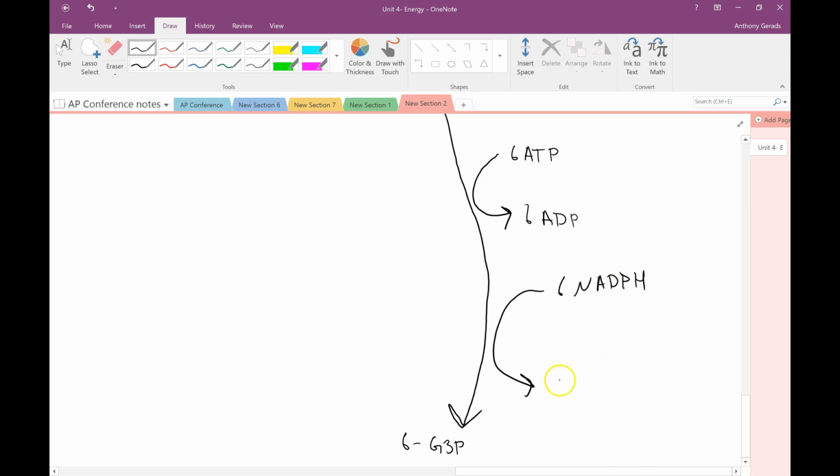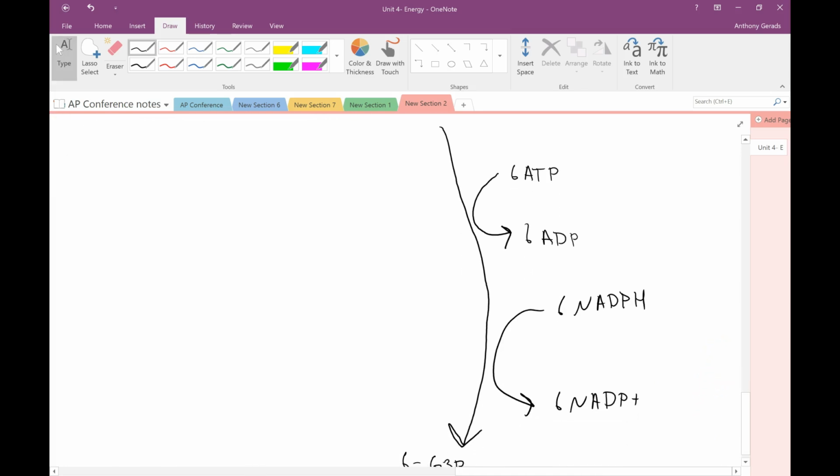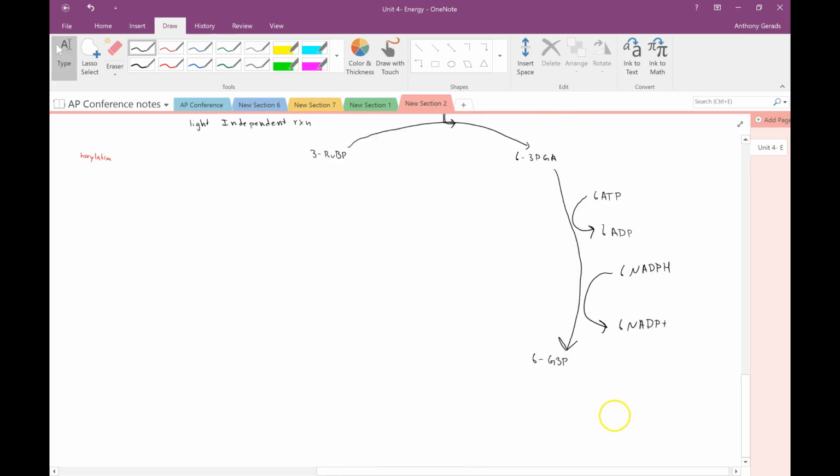NADPH come in and 6 NADP plus come off. So NADPH lost an electron, so it was oxidized, meaning those 3 PGA molecules were what? They were reduced. NADPH was oxidized, meaning those 3 PGA molecules were reduced. Okay? And now I'm left with 6 of these G3Ps.